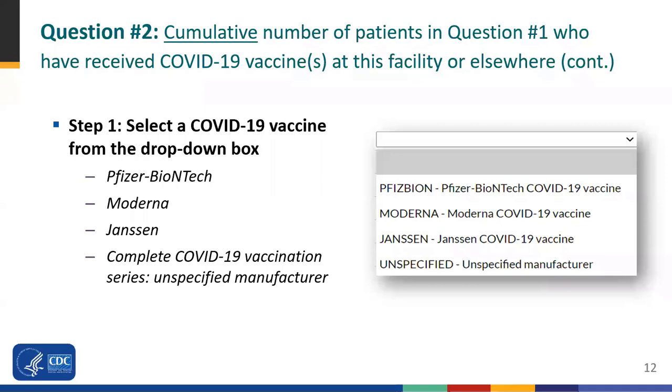So let's go through the steps of reporting vaccination data for question 2. Under question 2, you'll see a drop-down box of COVID-19 vaccines. Click on the drop-down box and select the vaccine for which you would like to report data. At this time, you will see the Pfizer, Moderna, and Janssen vaccines in the drop-down box. You will also see an option to select an unspecified COVID-19 vaccine manufacturer.